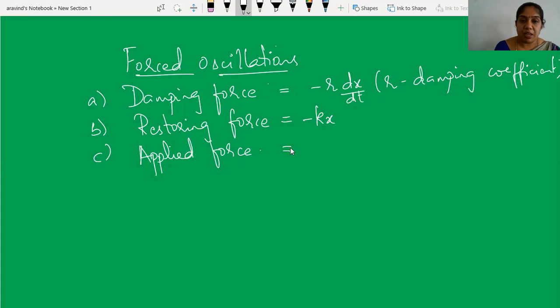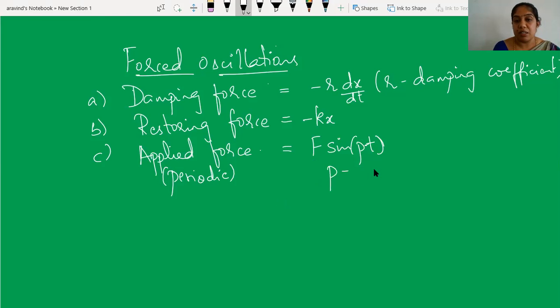And let me say we are applying an external periodic force. Let our applied force be periodic in nature and let the force be defined by F into sine Pt, where F is of course the applied force and P is the frequency of the applied force. So let me say P is the applied frequency. Because I'm saying let the applied force be periodic, I have taken a sine function.